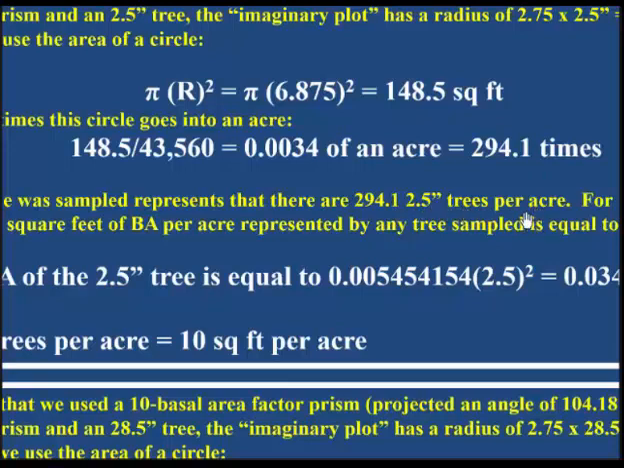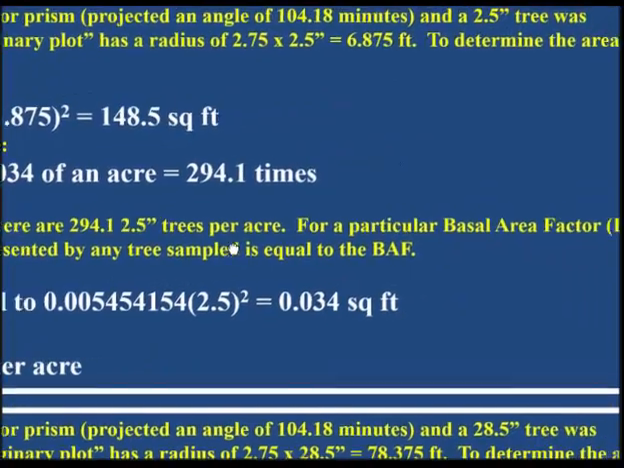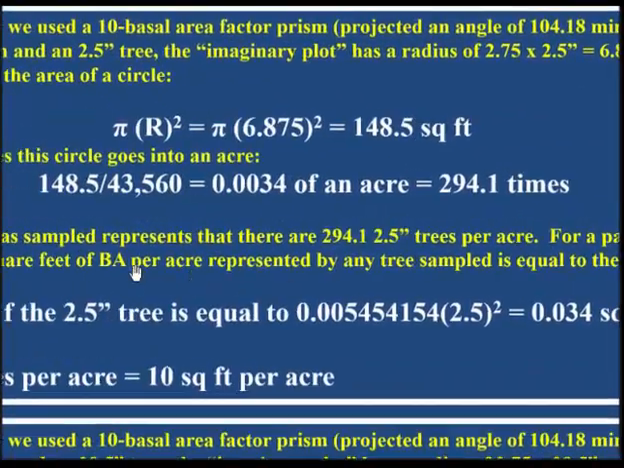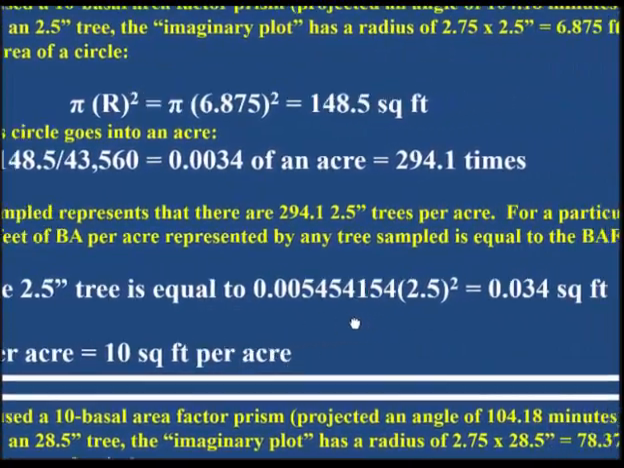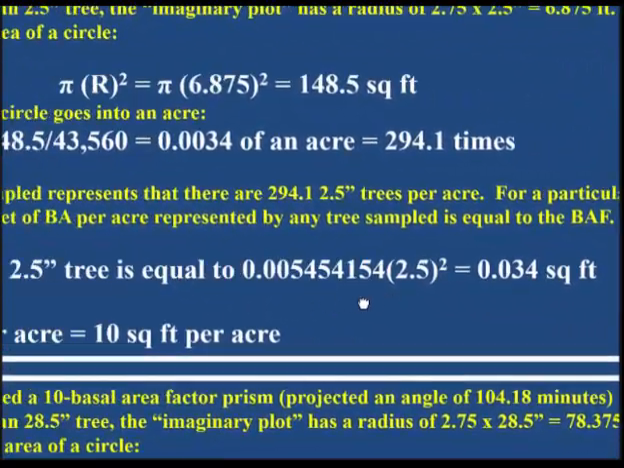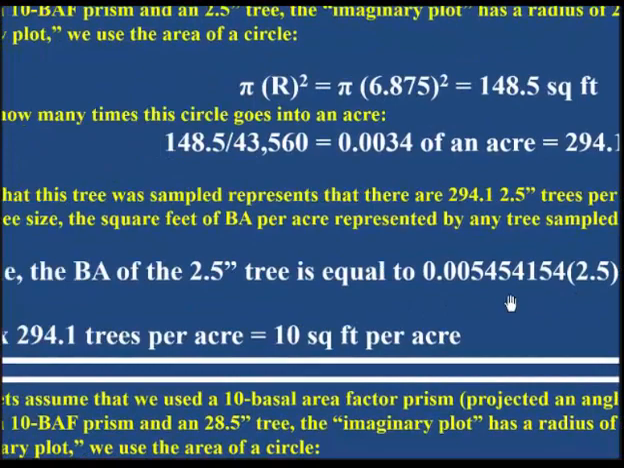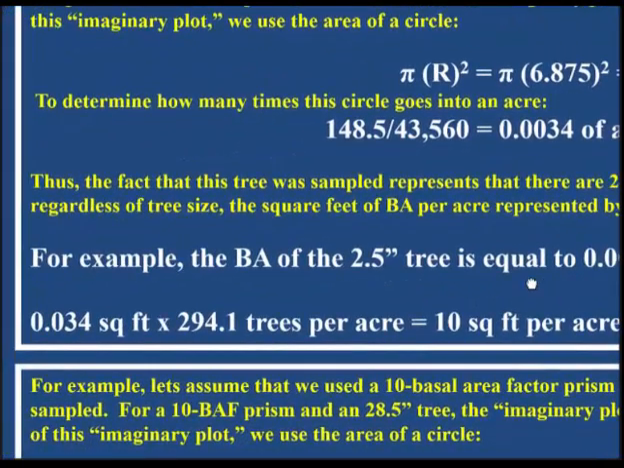Now that could be true, and it could not be true. But that's what this is leading to. We have a low probability of sampling it, and we still sample it. Well, that tells us in the probability world that there must be a lot of them out there. So for a particular basal area factor, BAF, regardless of tree size, the square feet of basal area per acre represented by any tree sampled is equal to the BAF. That's the beauty of the variable radius horizontal point sampling approach.